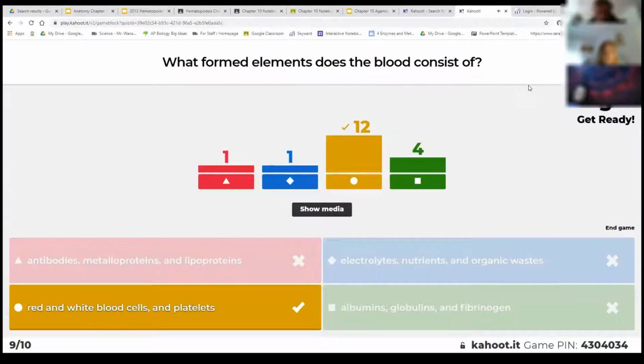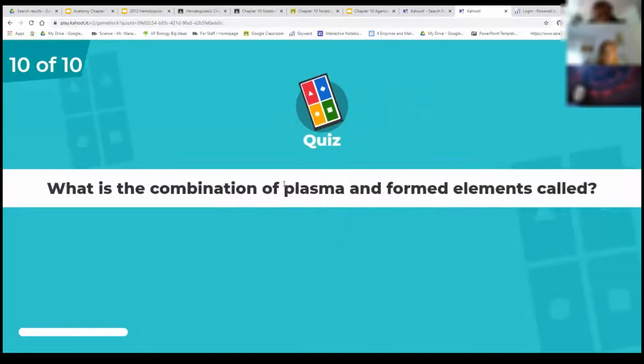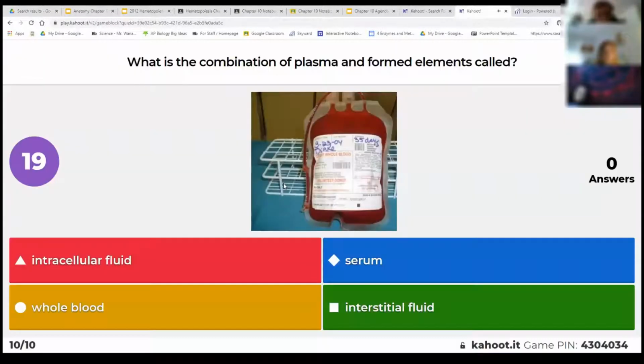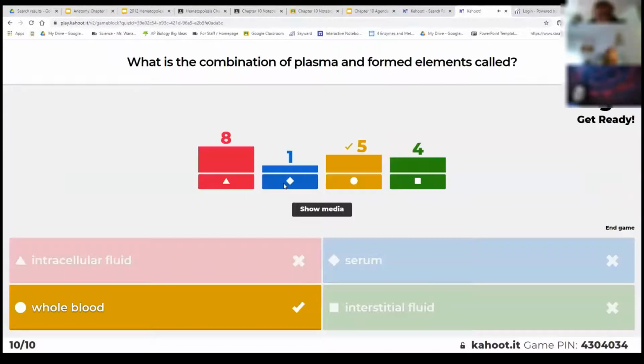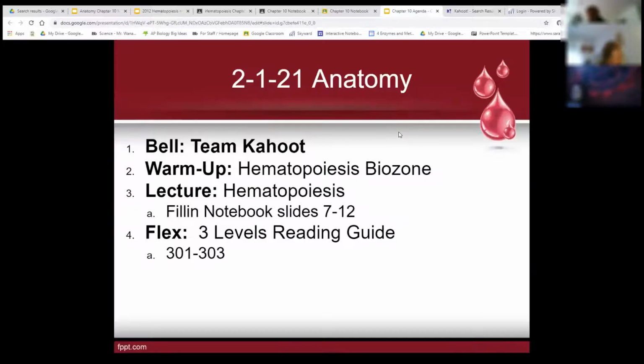Cellular components, not chemical components. The green, where it says formed elements, is the cellular components. When you give blood, you're going to give whole blood, plasma plus cells.